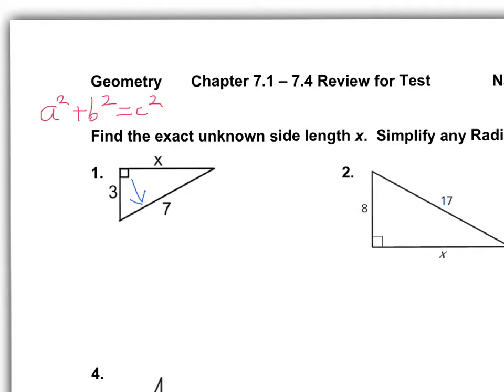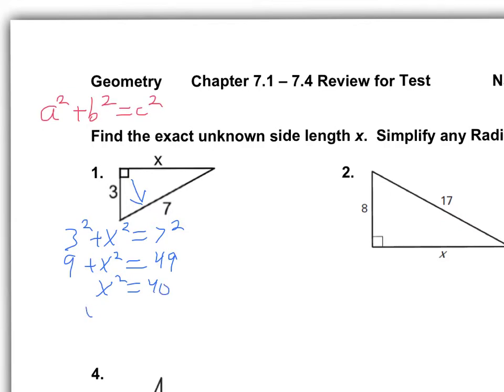So, when we set up number 1, we can do 3 squared plus x squared equals 7 squared. You can put the 3 and the x in reverse order if you like. It doesn't really matter which one is the a and which one is the b. Alright, and then we just solve this. So that's 9. I don't know what x squared is. 7 squared is 49. Subtract 9 from each side, and we get 40.